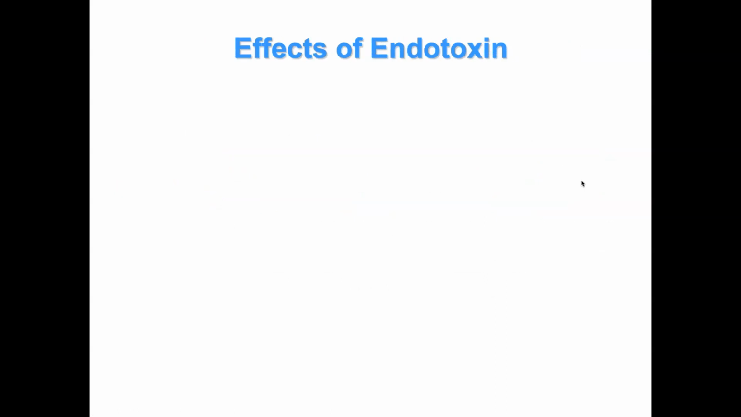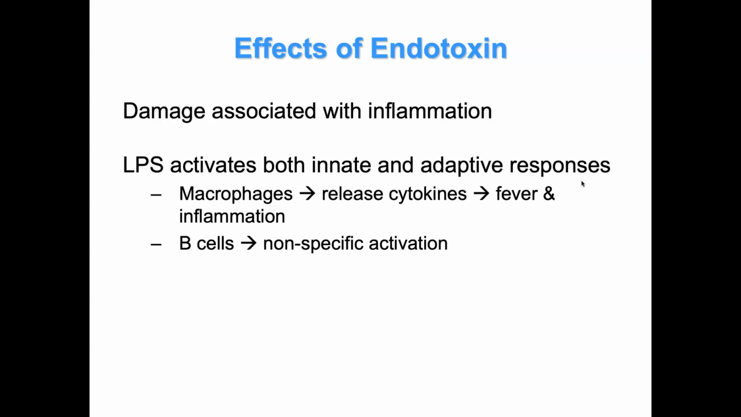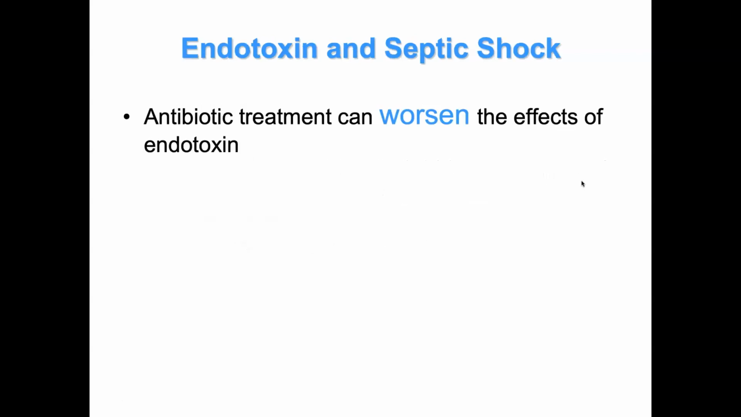What are the effects of endotoxin? Well, there can be damage associated with inflammation. LPS is going to activate both the innate and adaptive immune response. Macrophages are going to release these cytokines. Fever induces inflammation. B cells can be non-specifically activated, right? Now, here's something to think about. Antibiotic treatment can worsen the effects of endotoxin. How so? Think about that question.